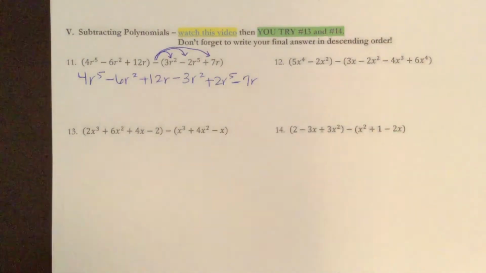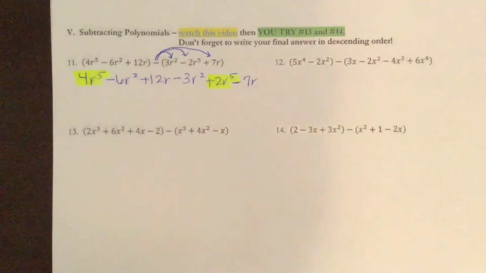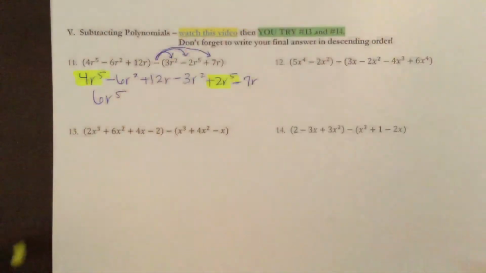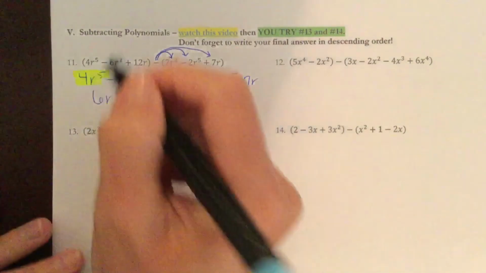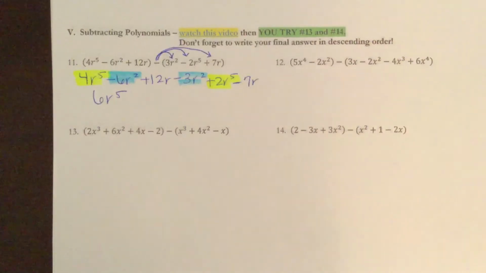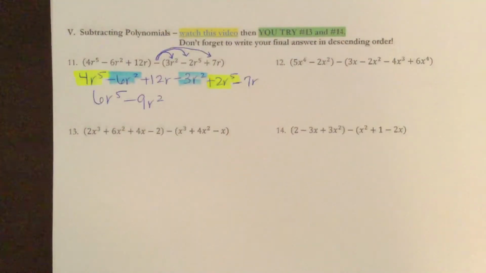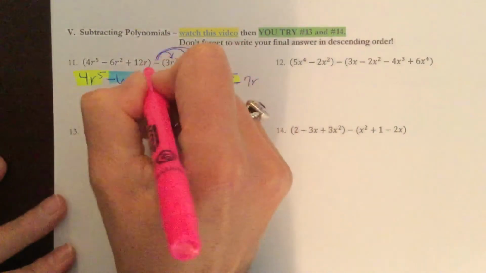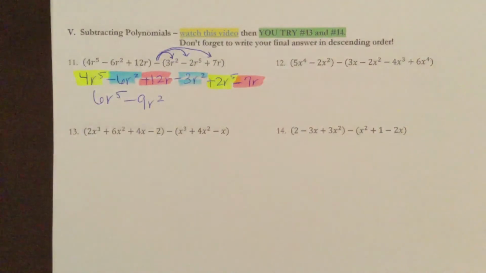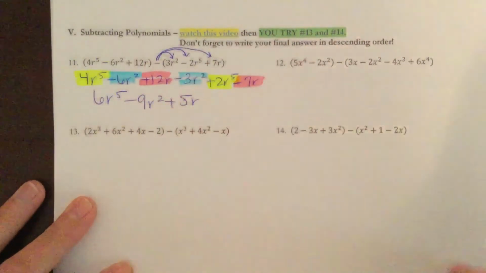Working from left to right, combine your like terms. 4r to the fifth gets combined with 2r to the fifth to make a total of 6r to the fifth. Negative 6r squared will combine with negative 3r squared. Negative 6r squared minus 3r squared is negative 9r squared. 12r will get combined with negative 7r because they are like terms. 12r take away 7r gives us positive 5r.